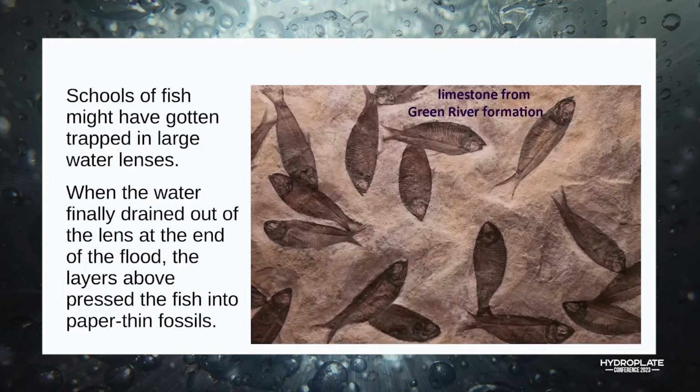Now, schools of fish might have gotten trapped in large water lenses, and then when the water finally drained out at the end of the flood, there'd be a whole school of fish trapped between the layers, and then they'd be pressed and flattened. And here we see a limestone formation from the Green River Formation, where you have millions of tiny flattened fish that are just paper thin between two layers of sediments. So maybe they got stuck in a water lens.